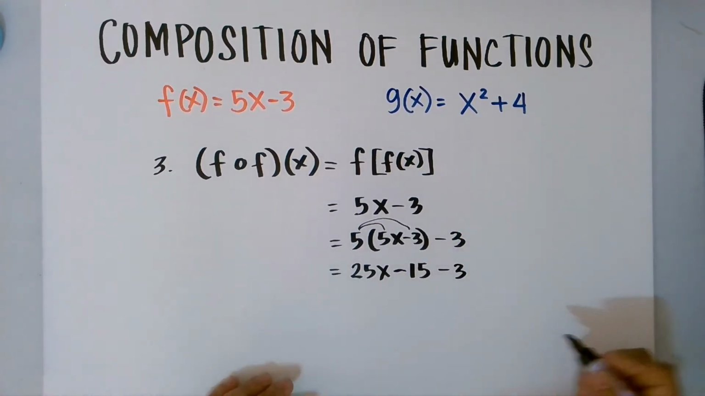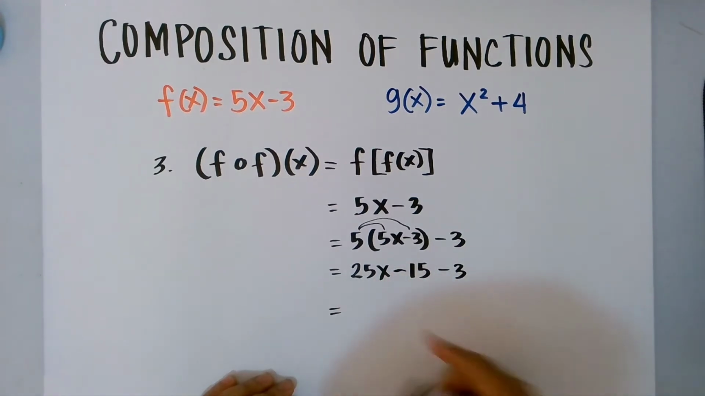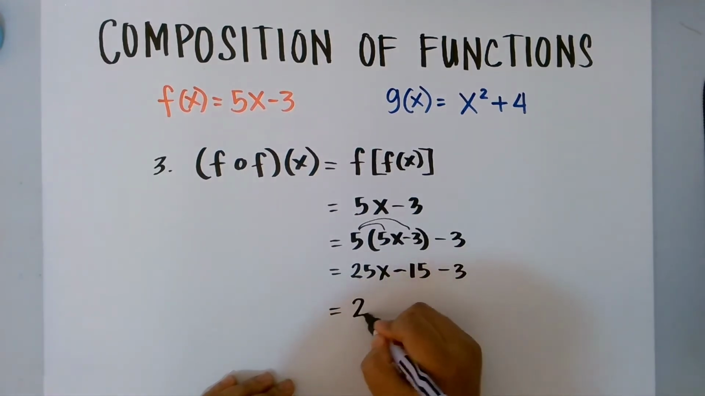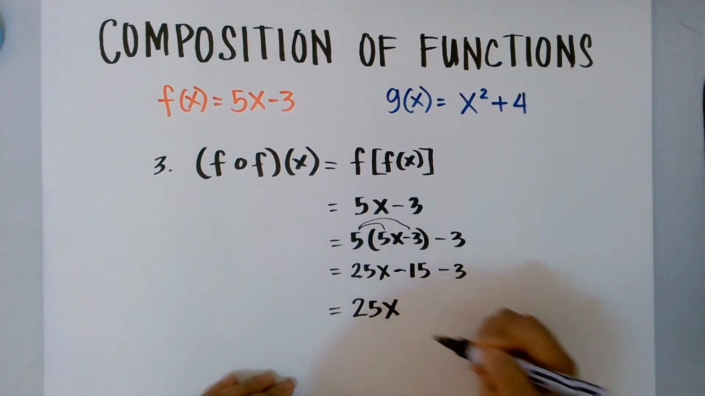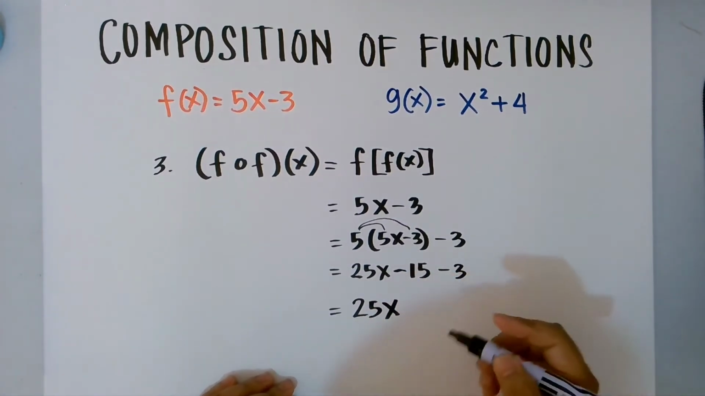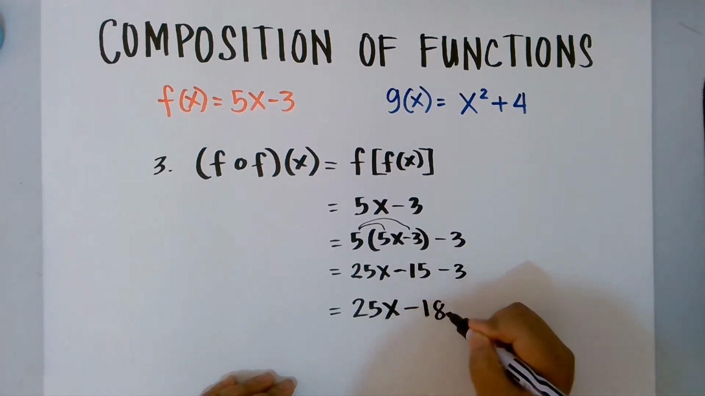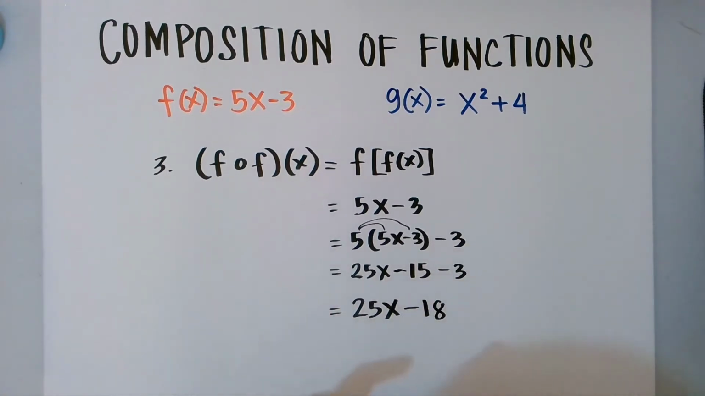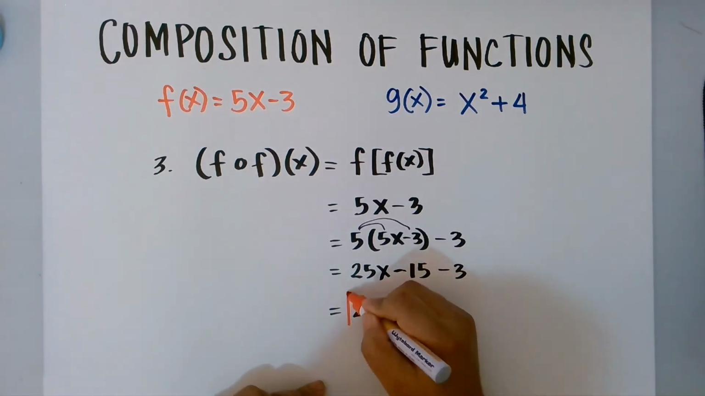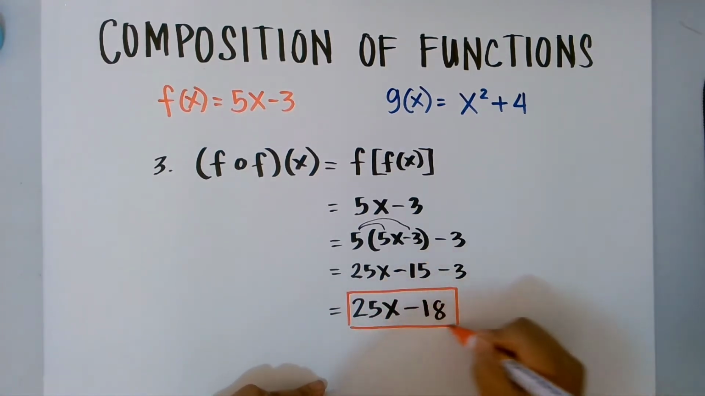Okay? So, let's just copy the first term. 25x. And then, add because they are like signs. So negative 15 plus 3, it's 18. Yes, negative 18. And there you have it. Okay? So we have 25x minus 18.